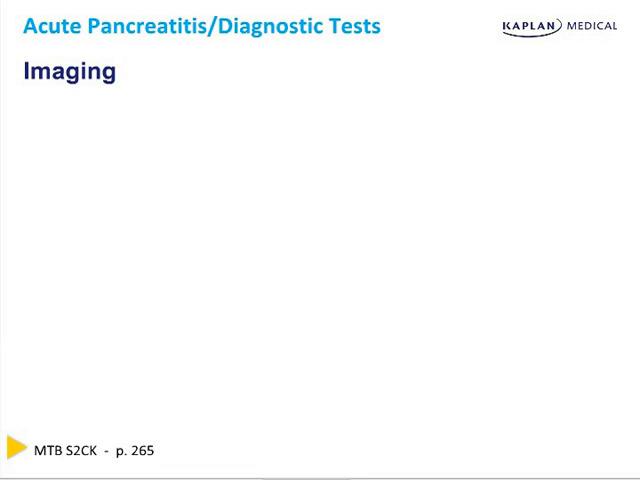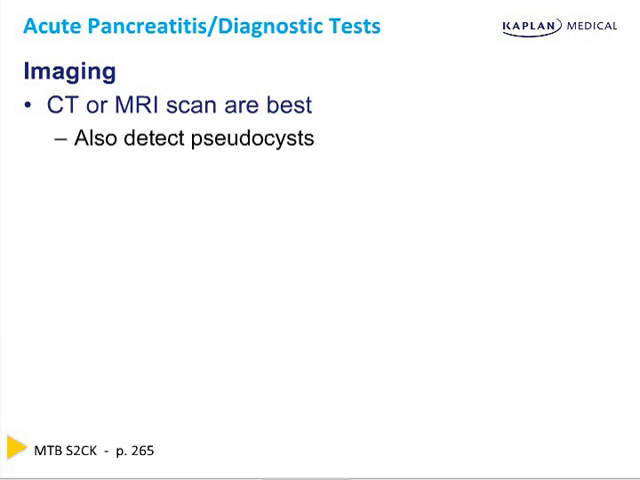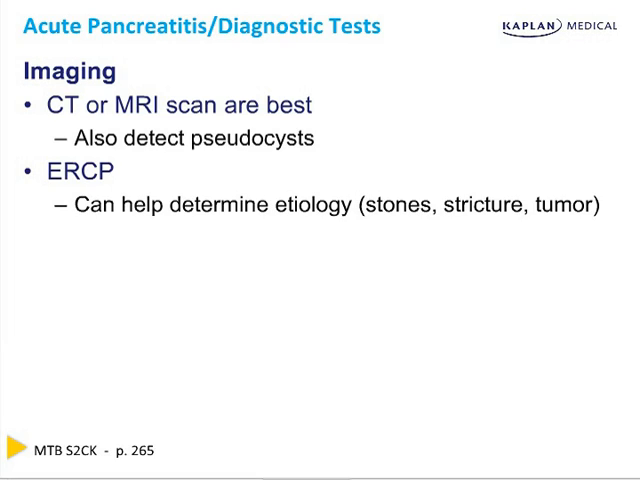As we mentioned, imaging is the most specific diagnostic test. CT or MRI scan are best because they also detect pseudocysts. Pseudocysts develop 4 to 6 weeks after a bout of acute pancreatitis. ERCP can help you determine the etiology, such as stones, a stricture, or even a tumor, but don't forget, ERCP is also a cause of acute pancreatitis.